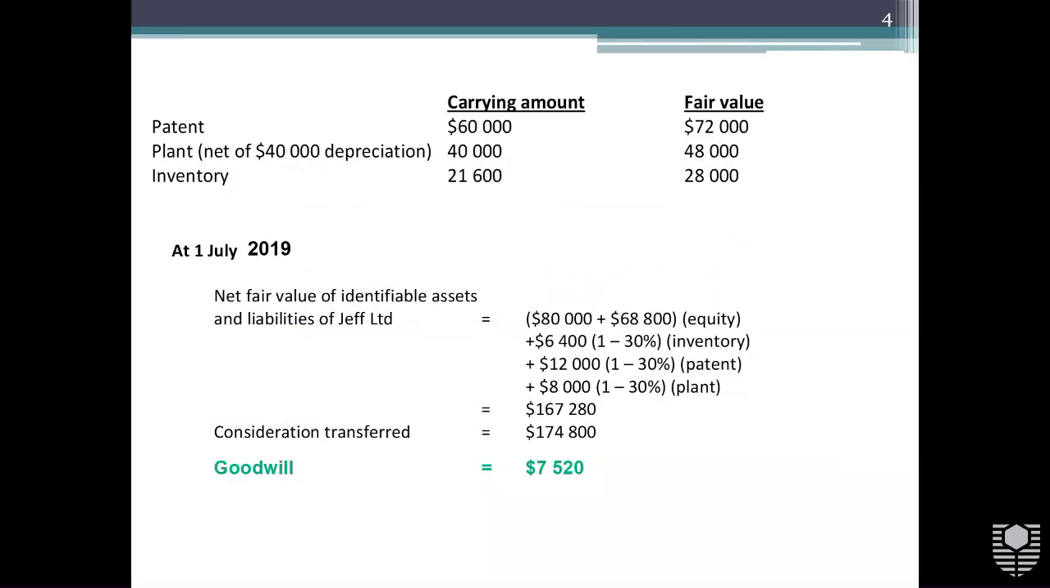Okay, so the difference between our fair value and our carrying amount of our patent is 12,000. Our equipment there is 8,000 and 6,400 for our inventory. Okay, so let's do our acquisition analysis. What you used to do before under AASB 3 when we did business combinations earlier, it's the same.